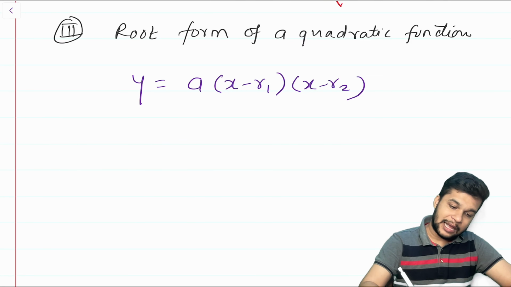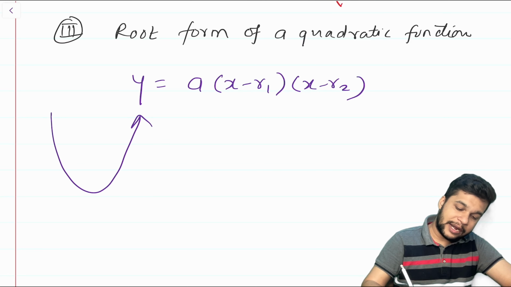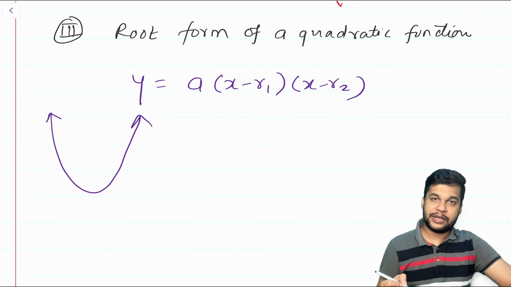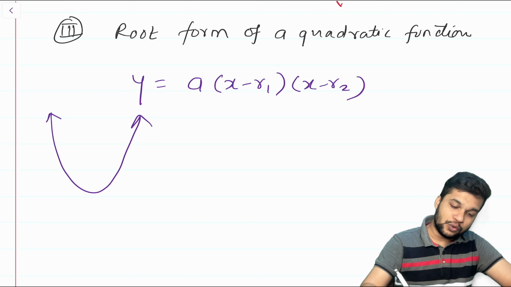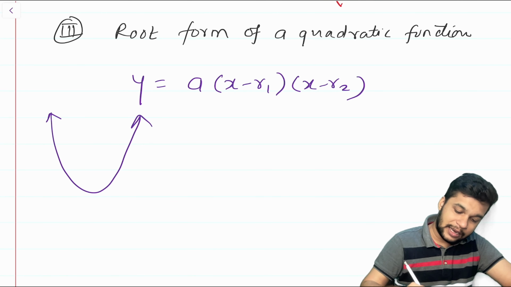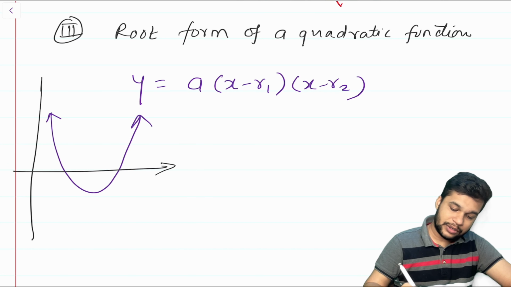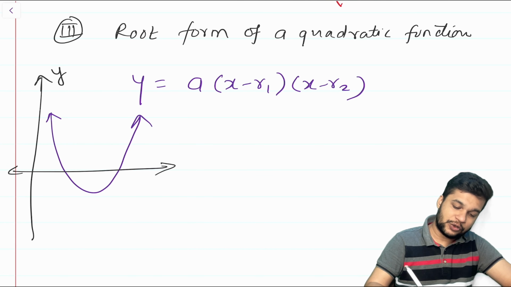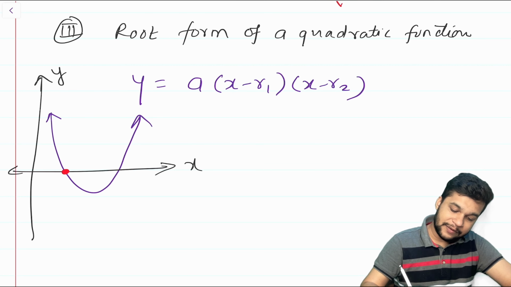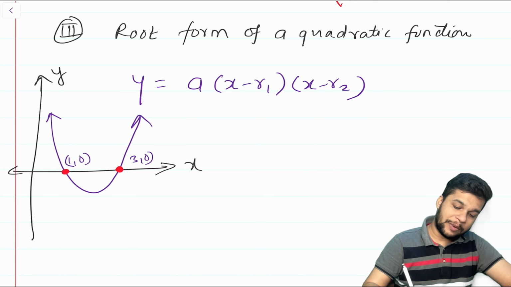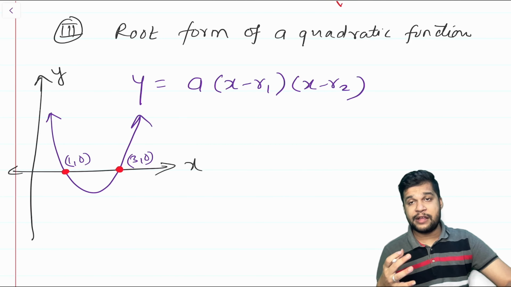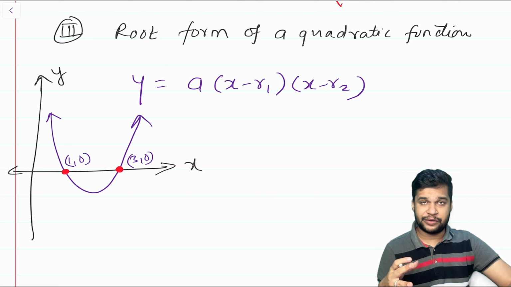I'll give you an example. Let's say you have a quadratic curve something like this, and it has two roots. I'll draw the Cartesian plane if you wish. Let's say the graph looks something like this. This is your y-axis, this is your x-axis. And let's say you have two roots, one is this and one is that. So let's say this point is 1, 0 and the other point is 3, 0. So how do I get the quadratic function from this given information?